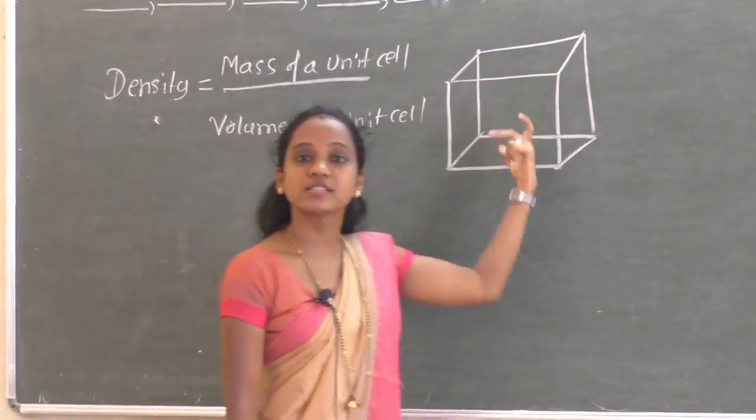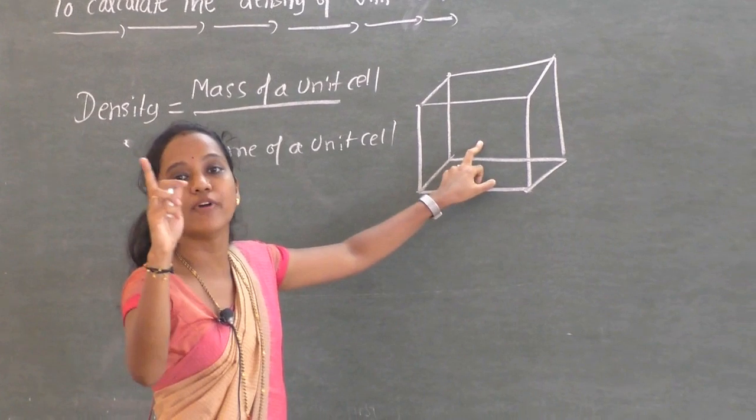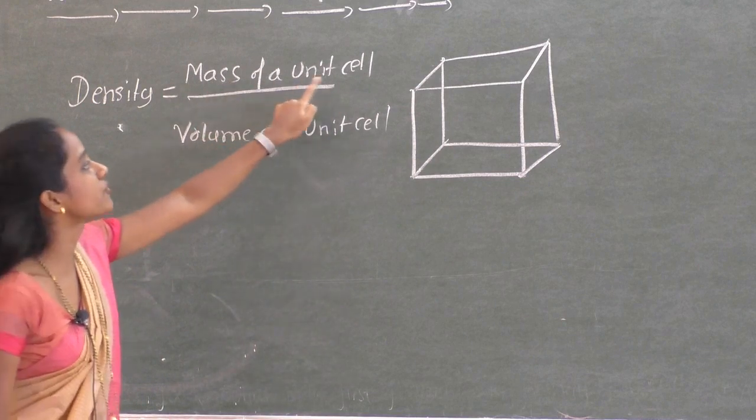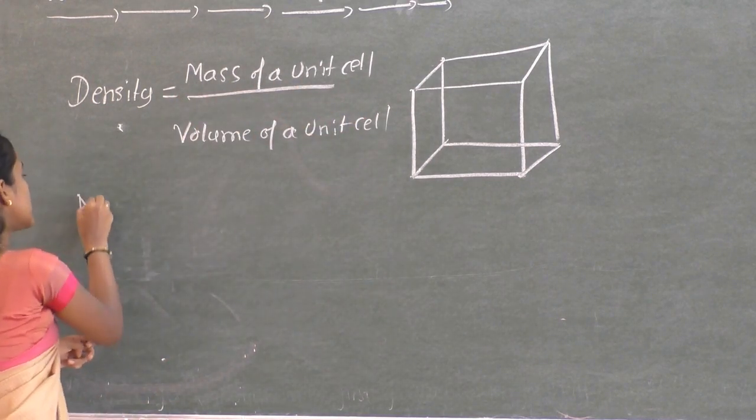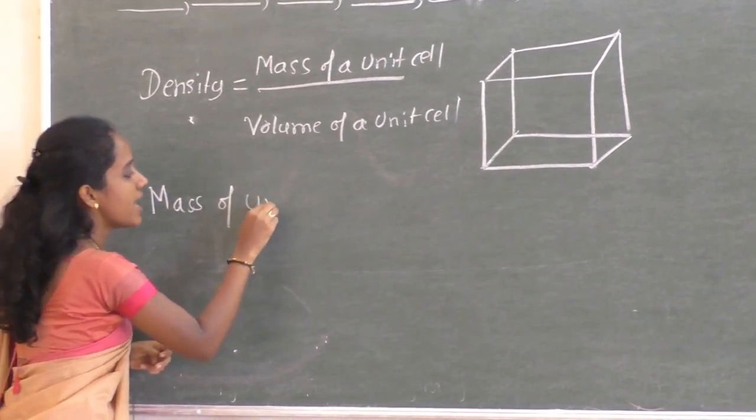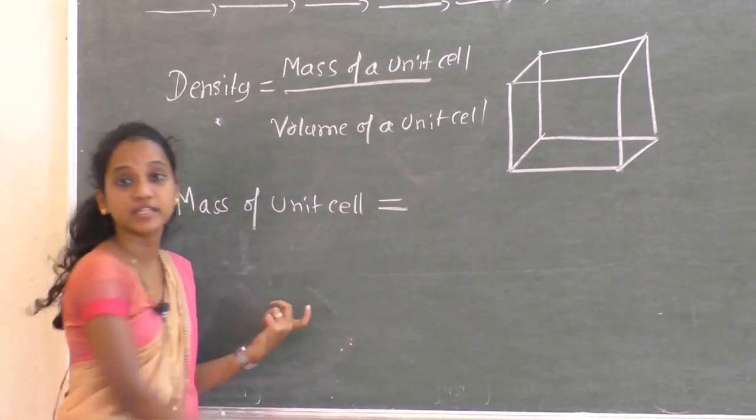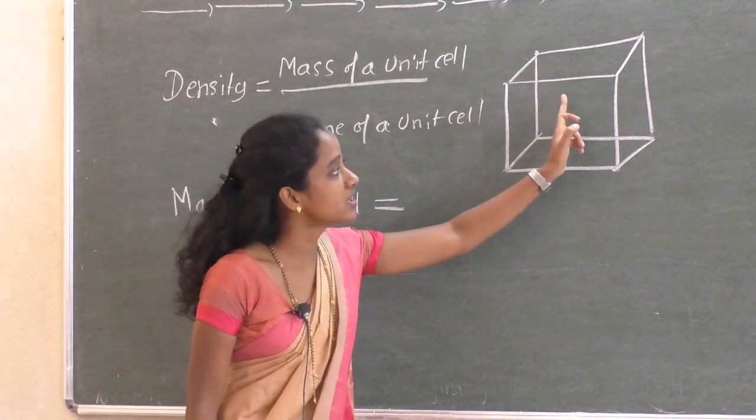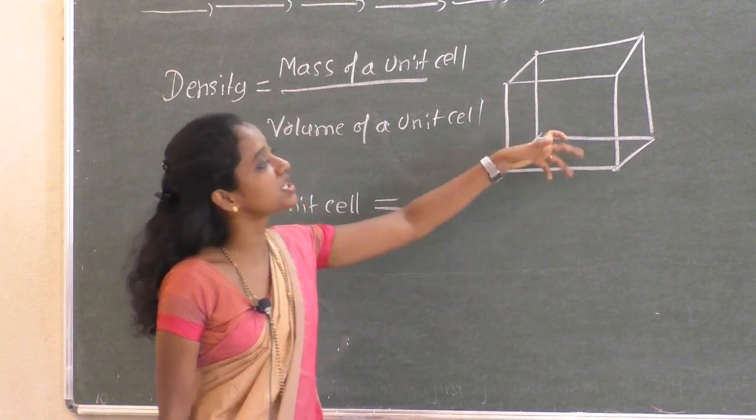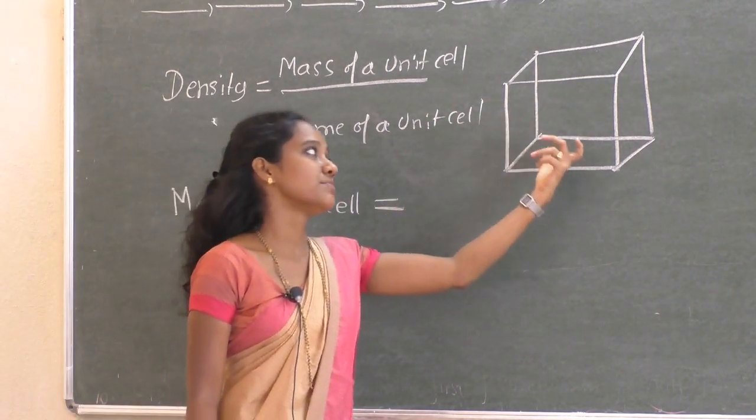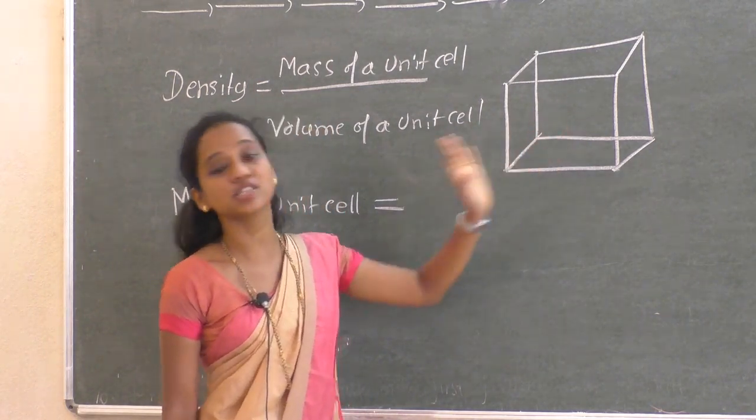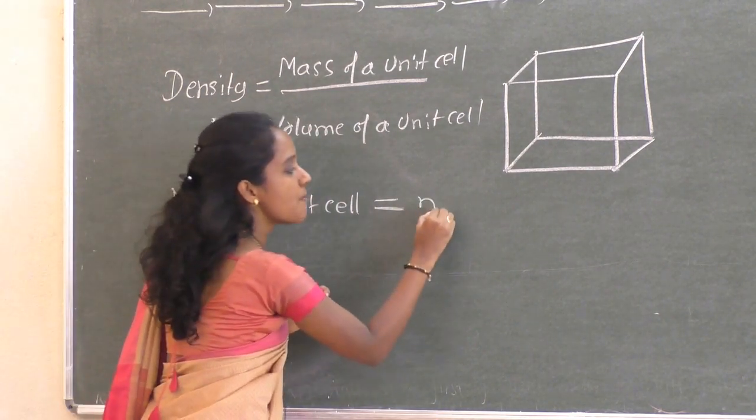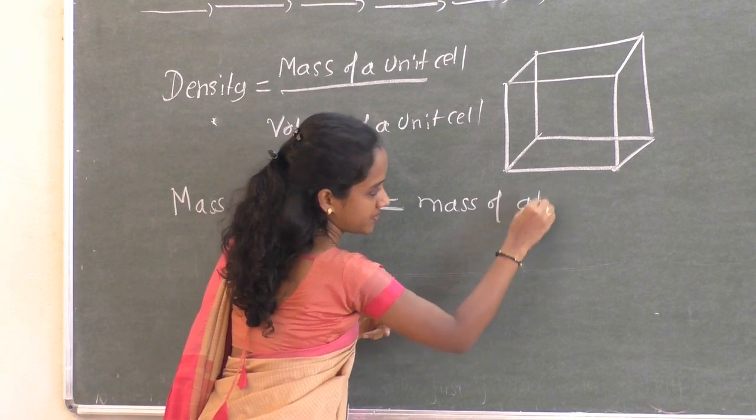Now, since it is a simple unit cell having only 1 particle present per unit cell, how to calculate the mass of the unit cell? In order to calculate the mass of a unit cell, we need to calculate the mass of atoms which are present in the unit cell. Since here there is only 1 atom, if you consider any other unit cells, it may be BCC or FCC, which contain more than 1 particle. So I'll write here mass of a unit cell is equal to mass of atom.